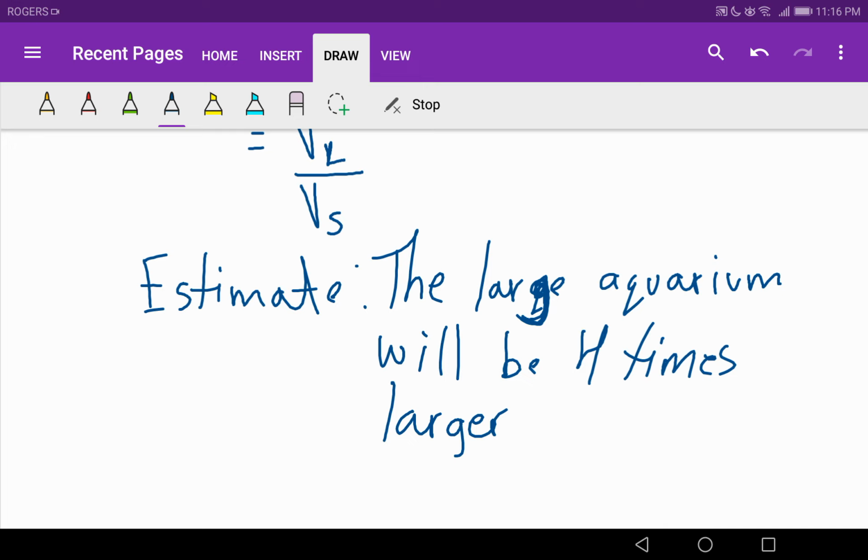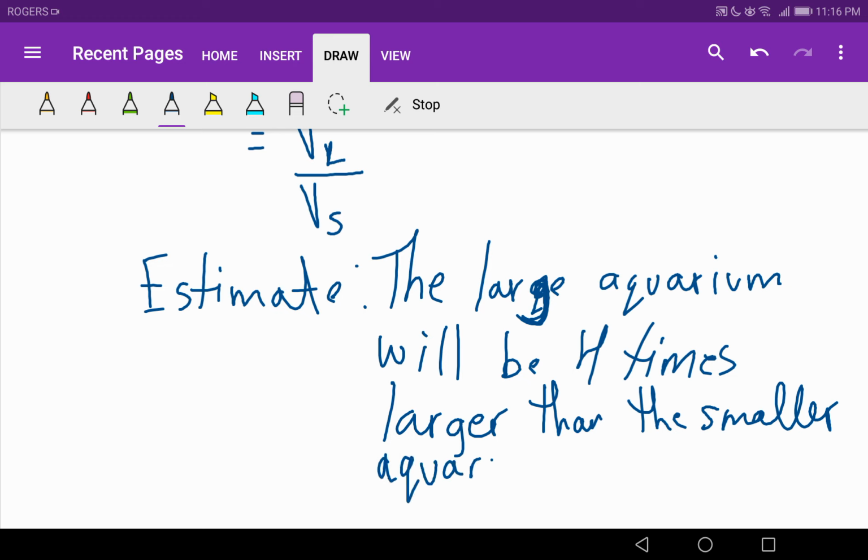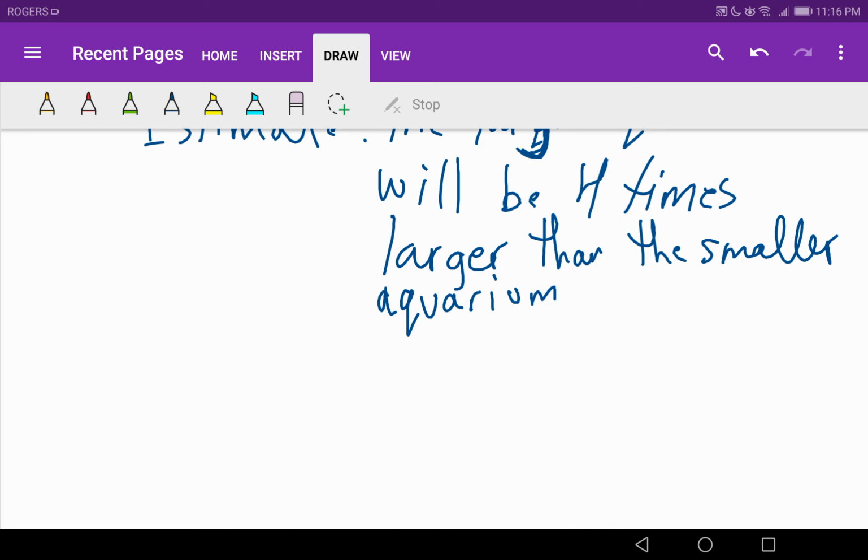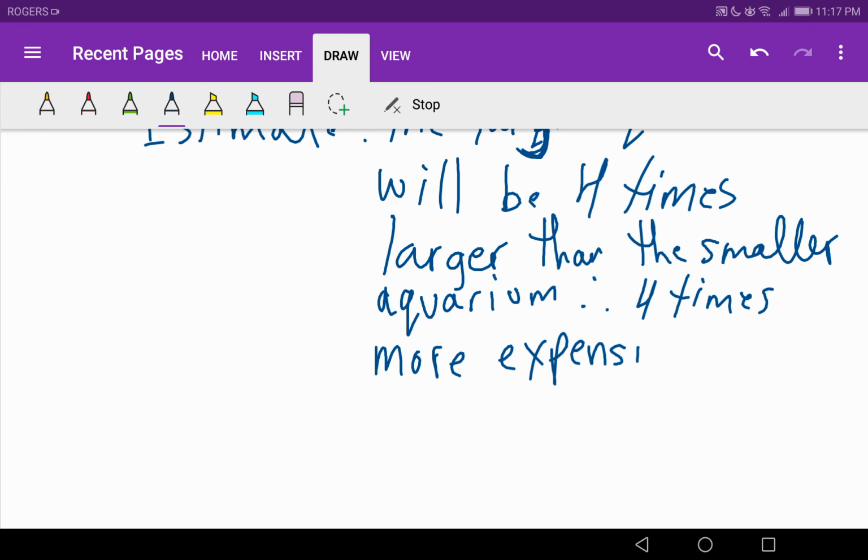So the large aquarium will be 4 times larger than the smaller aquarium. Therefore, the large aquarium should be 4 times more expensive, because the question is, how many times more expensive do you think it will be if it's based on the volume? So it will be 4 times larger than the smaller aquarium, therefore 4 times more expensive. That's my guess. So that's my estimate, but go ahead and actually solve what that will be.